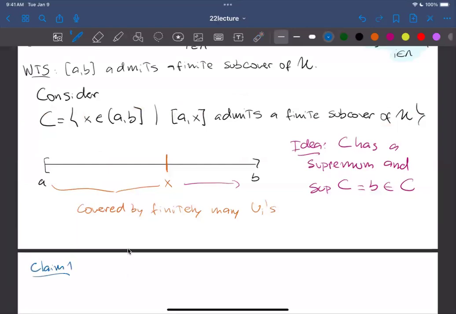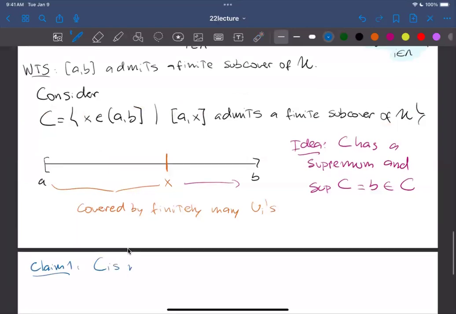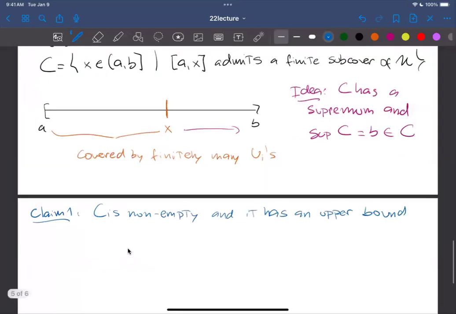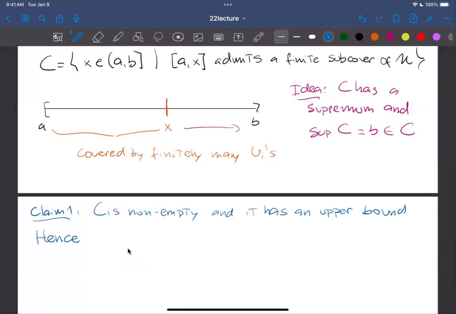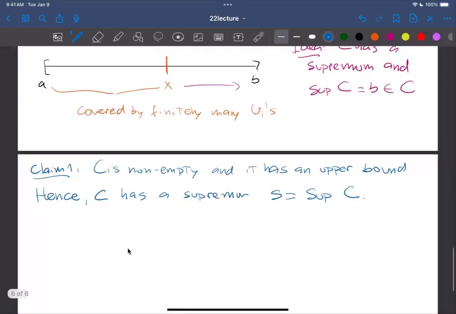Claim one: C is not empty, and not only that, it admits an upper bound. If you prove it's not empty and admits an upper bound, hence C has a supremum that we will call S. That will be the supremum of C. But yes, it's a very good question. How can we assume AX admits a finite subcover? We really cannot.